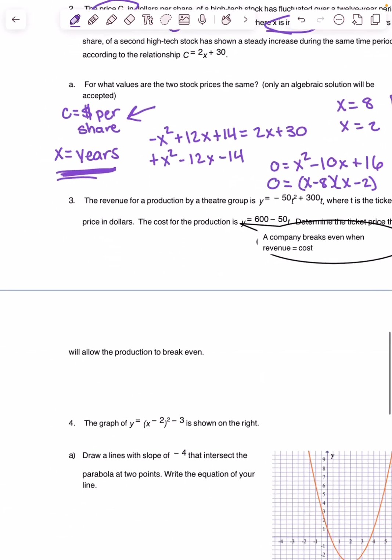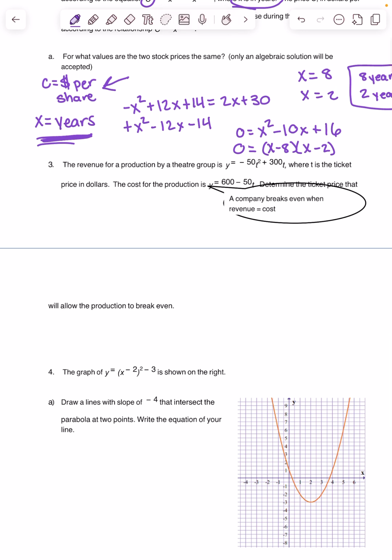Okay, this last one, we don't have that much room here, and this one definitely looks a little bit different. The revenue for a production by a theater group is y is equal to negative 50 t squared plus 300 t, where t is the ticket price in dollars. The cost for production is y is equal to 600 minus 50t. Determine the ticket price that will allow the production to break even. And this little hint tells us that a company breaks even when revenue is equal to cost.